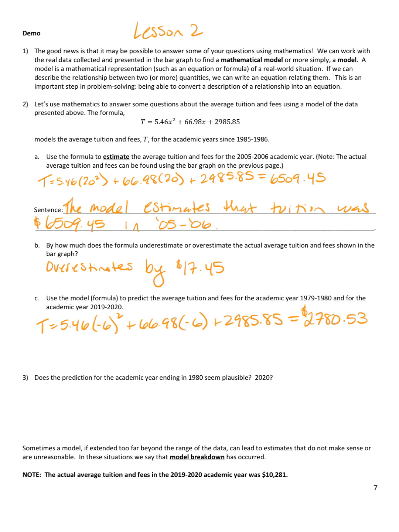Next, I want to use the model to predict average tuition and fees in 2019 to 2020. That is 33 years after 85, 86. So you just do a quick subtraction, like 2020 minus 1986. Oh, that's actually 34 years. So I'm going to plug in 34 for x. So 5.46 times 34 squared plus 66.98 times 34 plus 2,985.85. Okay, so that comes out to 11,575.